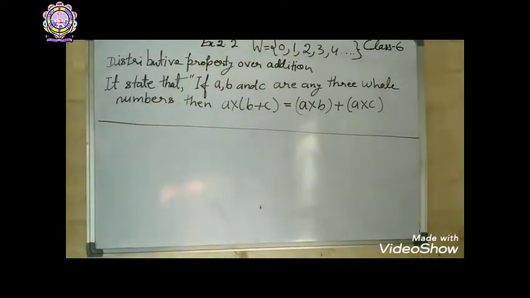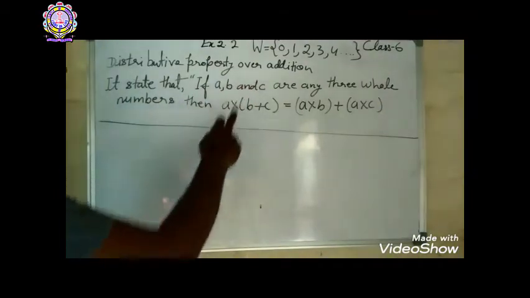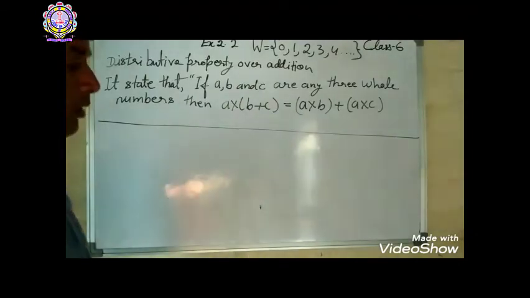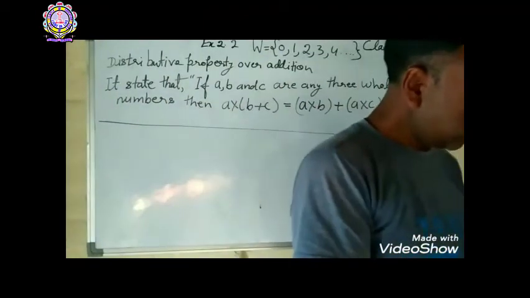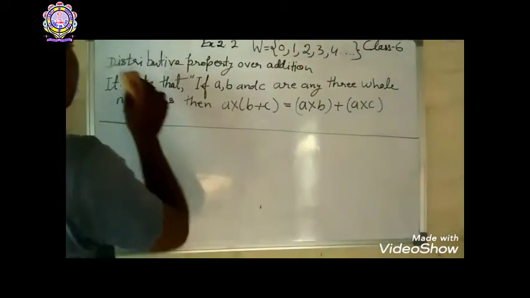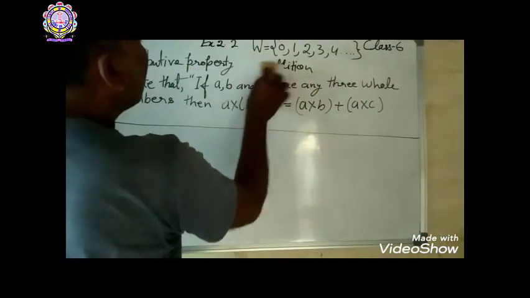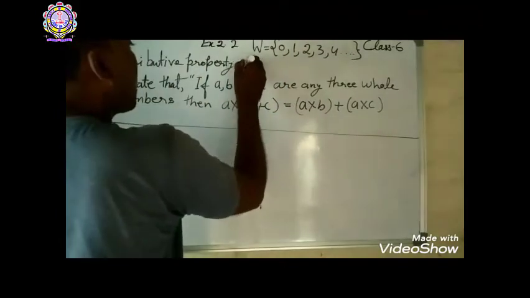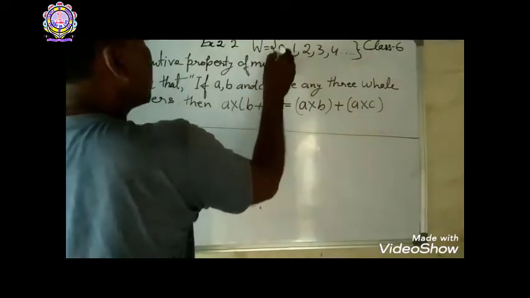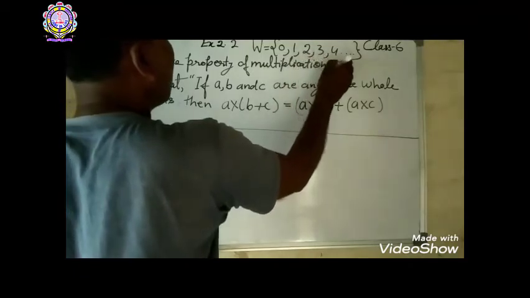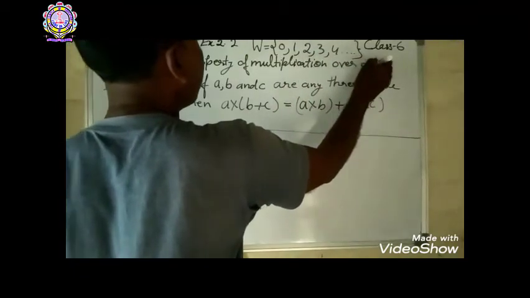So students, before solving question number 7, you check the distributive property of multiplication over addition.